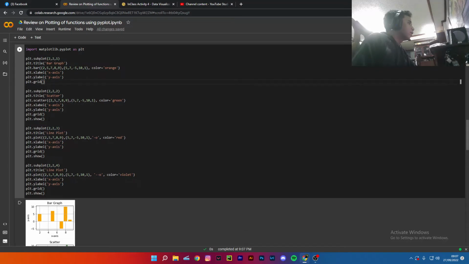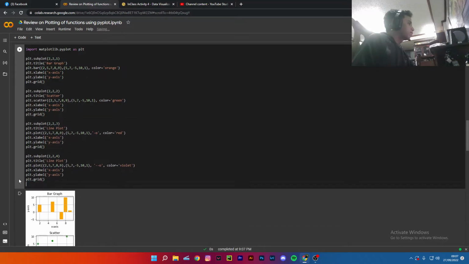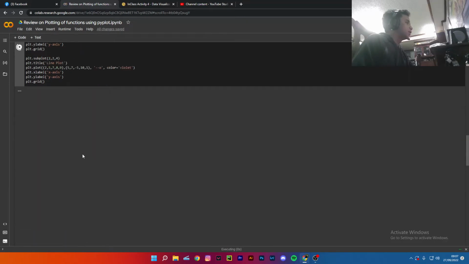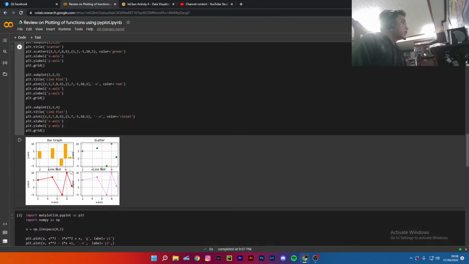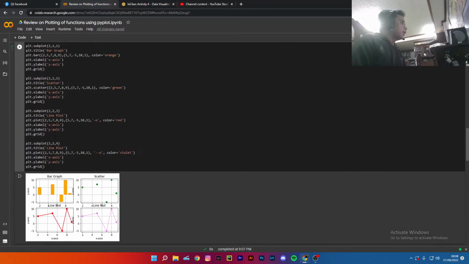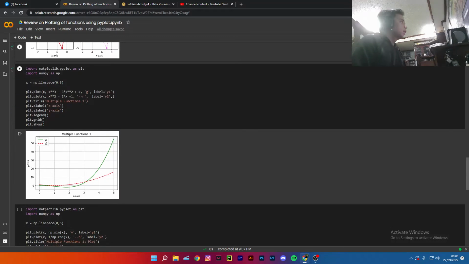So here I prefer not to put plt.show, since in the problem it said 2 by 2. So 2 by 2 looks like this, though the title and the axis are not clearly represented here. It's kind of mixed. So that's it for the diagrams, first 4 diagrams.